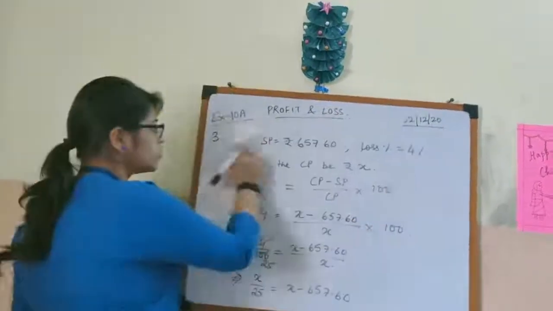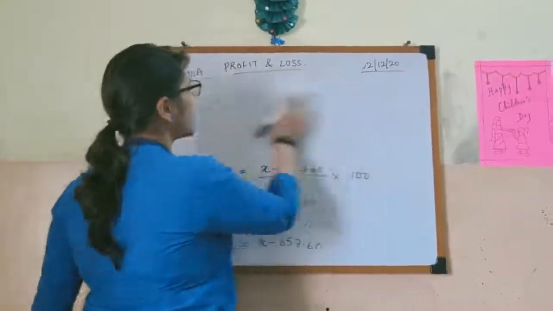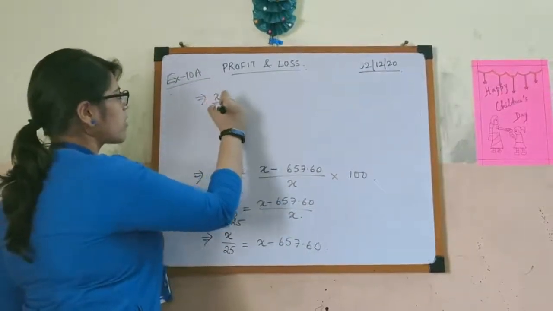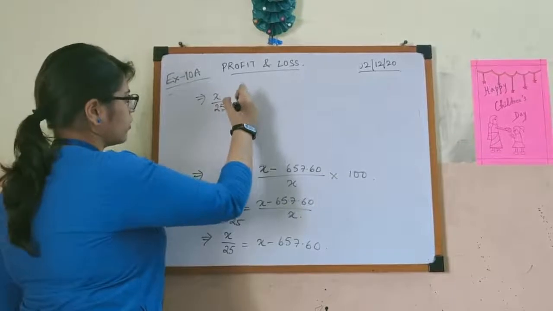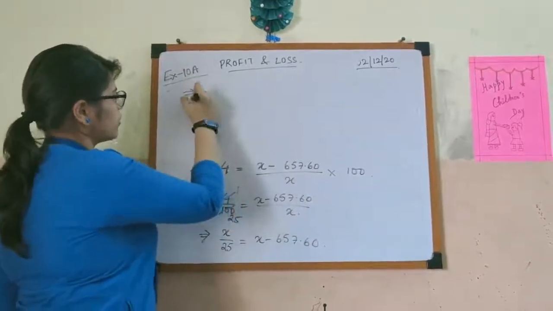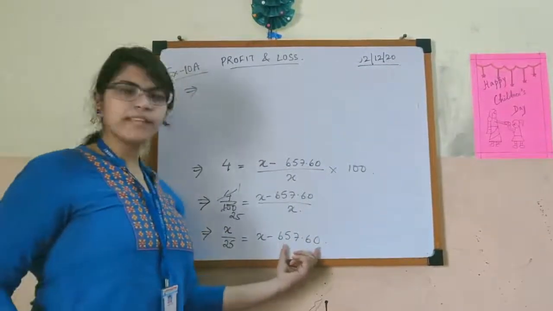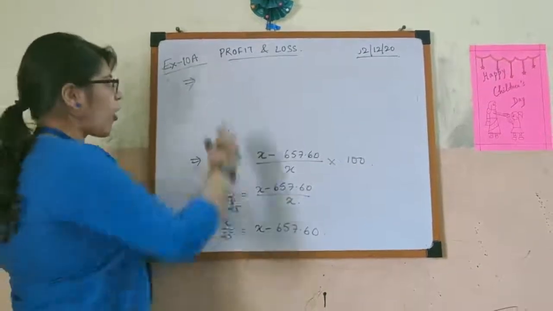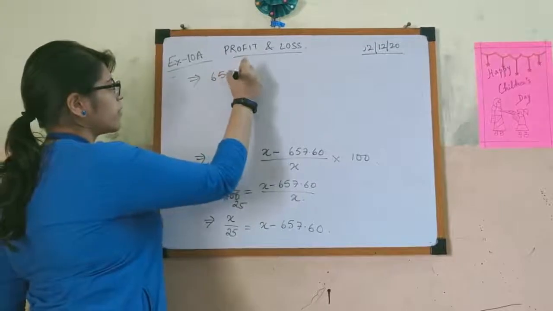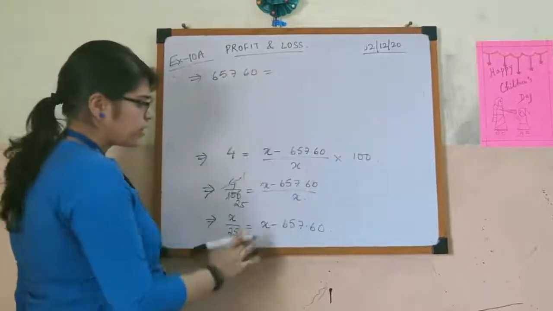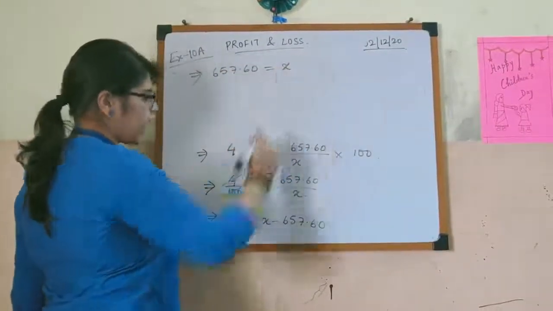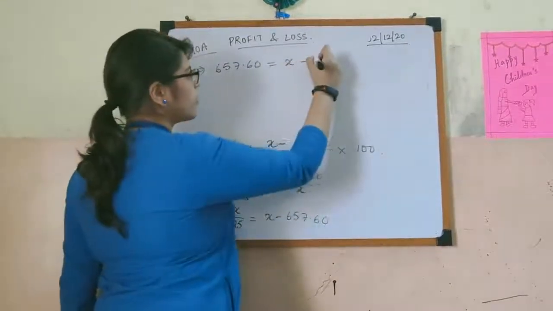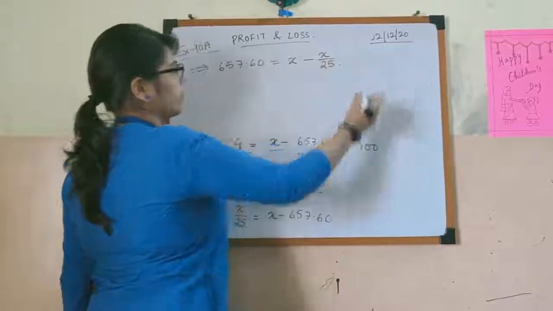Okay, so now let us take all the x in this side. So x by 25, okay, we will not take in this way. We will take 657.60. Since it is negative, let us take it to the opposite side. So 657.60 becomes positive. Then this x is already there, and this x by 25 will become minus, right? So x by 25.